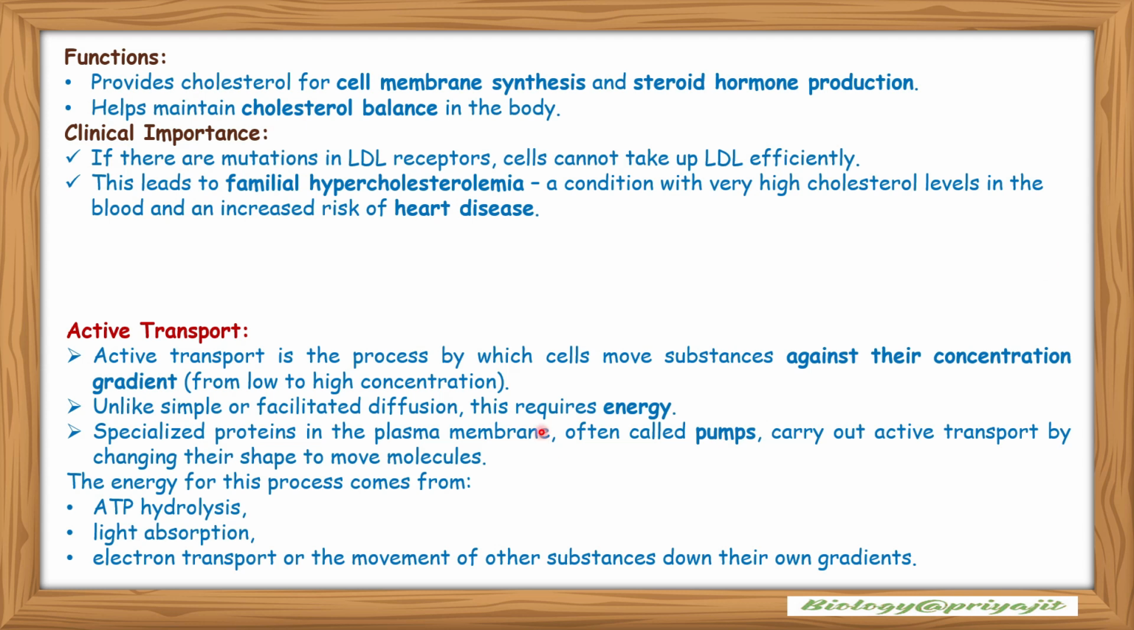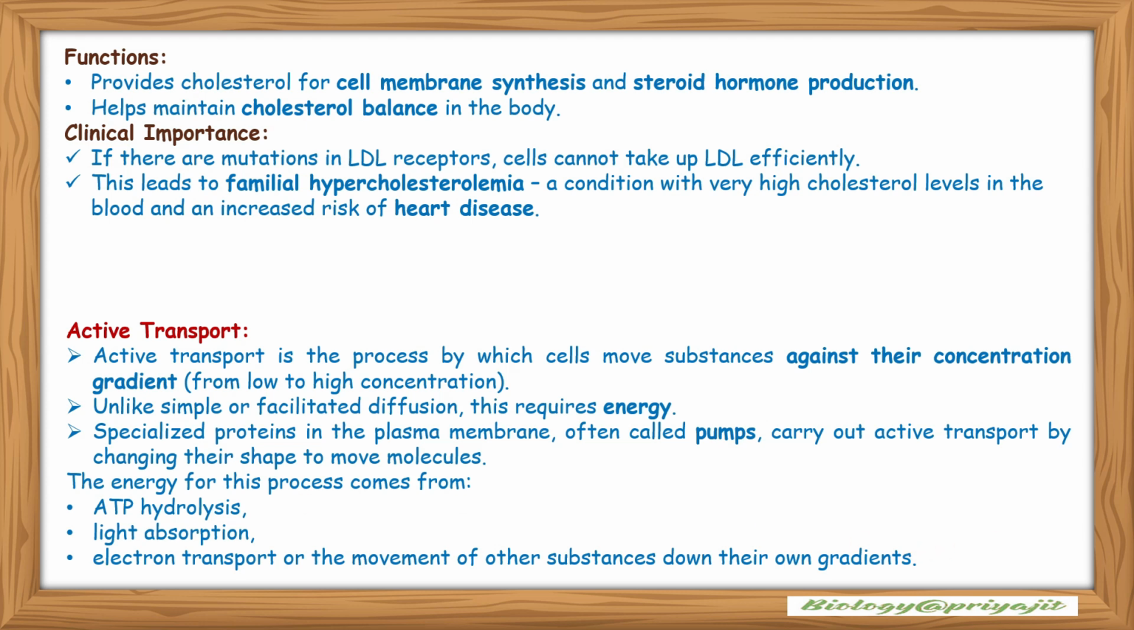Active transport. Active transport is the process by which cells move substances against their concentration gradient, from low to high concentration. Unlike simple or facilitated diffusion, this process requires energy. Specialized proteins in the plasma membrane, often called pumps, carry out active transport by changing their shape to move molecules. The energy for this process comes from ATP hydrolysis, light absorption, and electron transport, or the movement of other substances down their gradients.